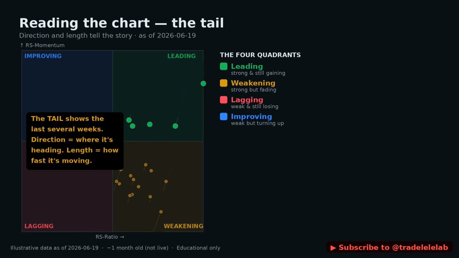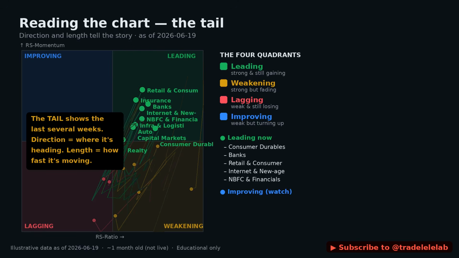The tail is the sequence of weekly points behind each dot. Two things about the tail matter most. First, its direction. Which way is the head of the tail pointing? A sector curling up and to the right is strengthening. One rolling over, down and to the left, is weakening. Second, its length. A long tail means the sector is moving quickly through the graph, a strong trend. A short, tight tail means it is barely moving relative to the market. So always read the head of the tail first for direction, then the length for speed.